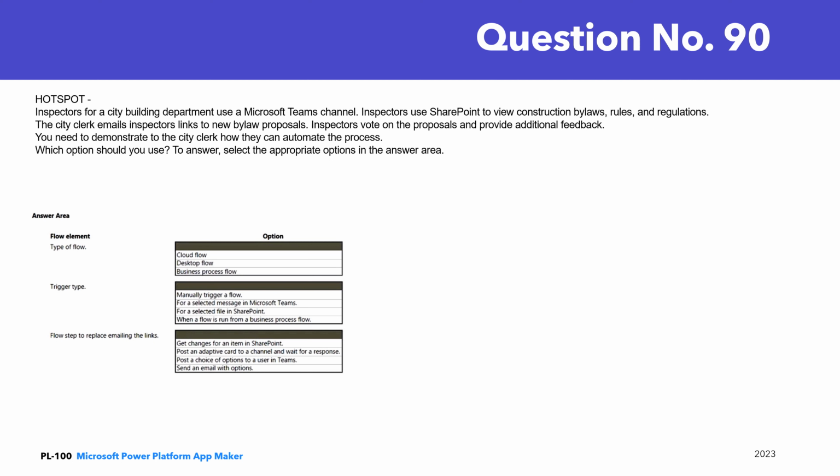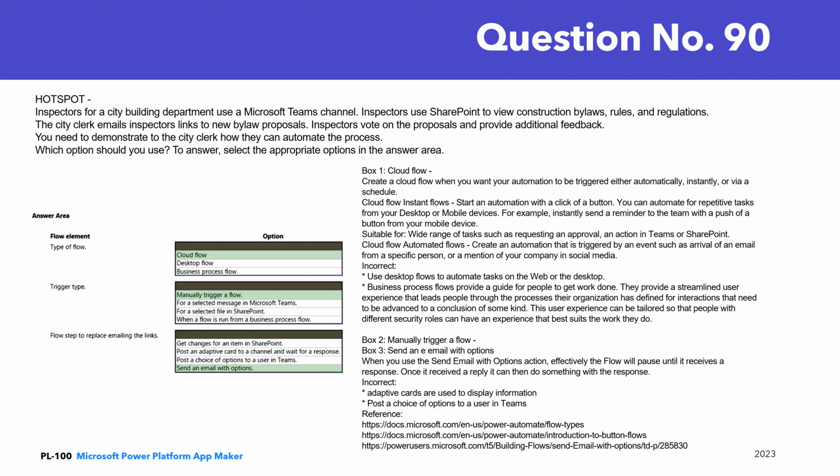To answer, select the appropriate options in the answer area. Flow element type of flow: cloud flow. Flow element trigger type: manually trigger flow. Flow step to replace emailing the links: send an email with options.